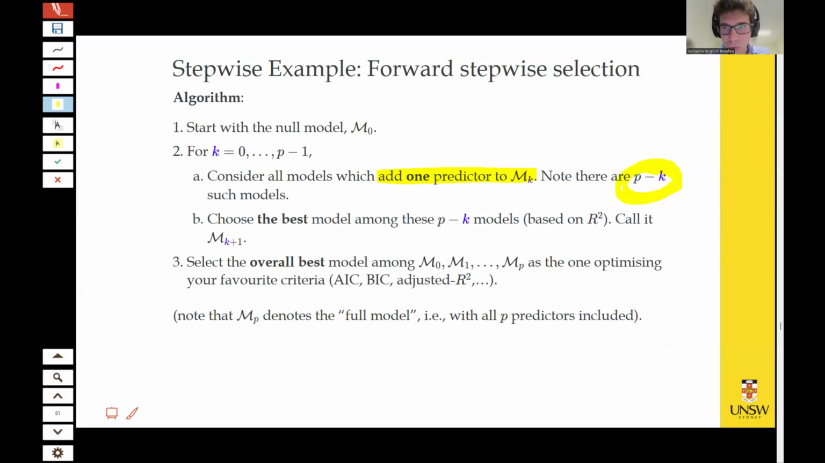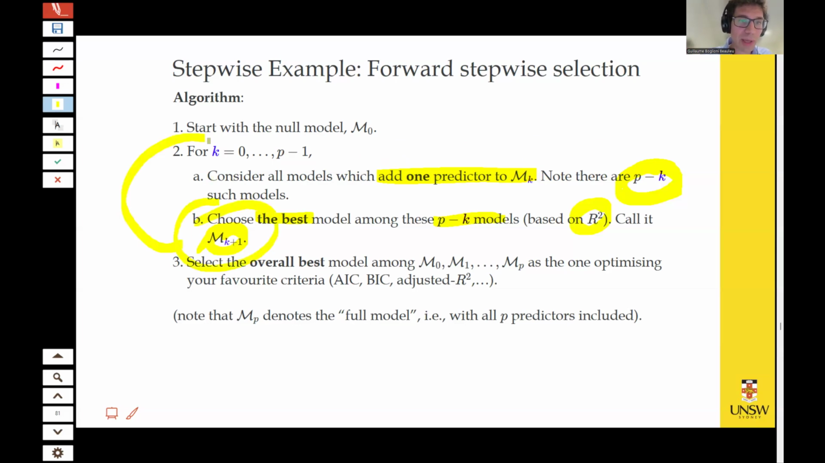So in this step you have p minus k models. You choose, again, the best among those p minus k models, based on R squared, the highest R squared. And you call this best model the M_(k+1) model. If you start at M0, you get M1, which is of course just the best model that has exactly one predictor. This is like a for loop in programming terms.